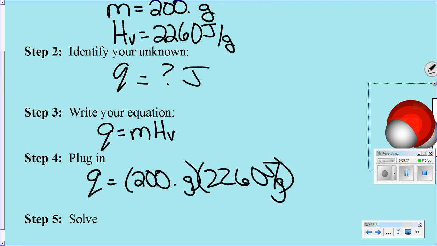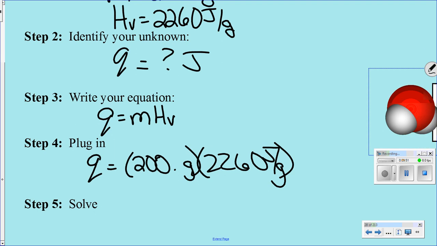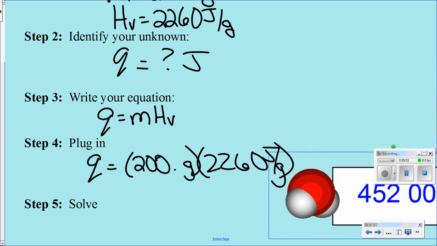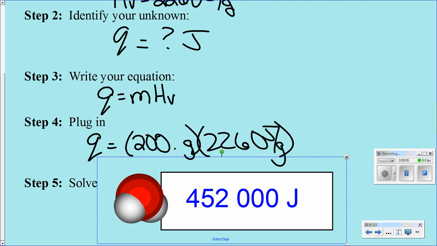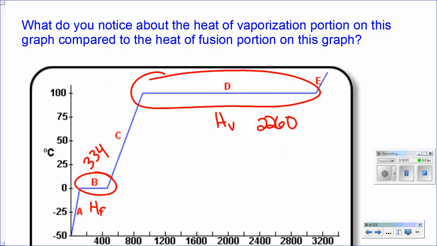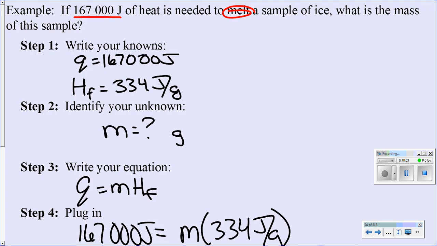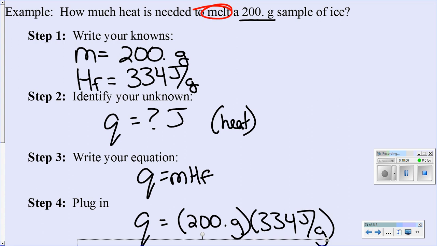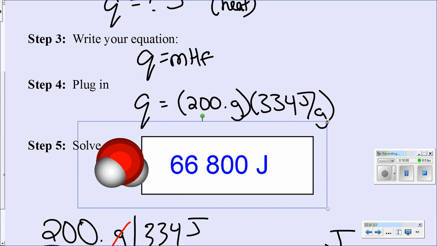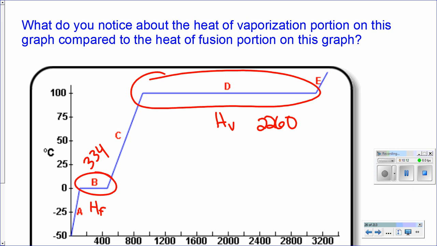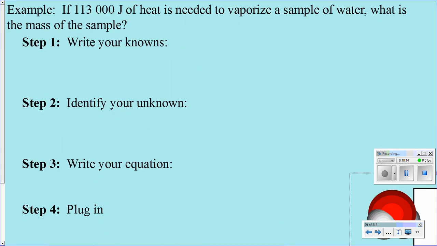And you'll probably notice I set this up to look very similar to one of the problems that we already did. You're going to get a huge number for this compared to when we looked at melting. So this requires 452,000 joules. So that's for a 200 gram sample. If we look back at one of the problems that we already did, in this problem we melted 200 grams and that only required 66,000 joules. So you will get a much larger number there.